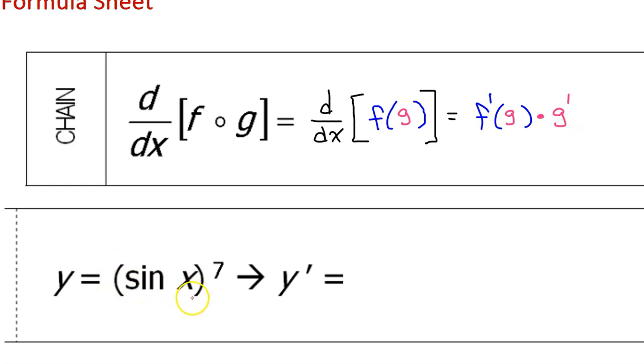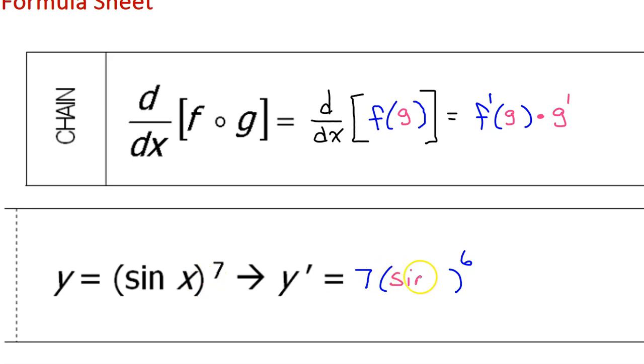Looking at this example, the outer function is the to the 7th power part. So according to the chain rule, we take the derivative of the outer function, which I've shown here in blue. That's the derivative of the outer. The inner function is the sine x.